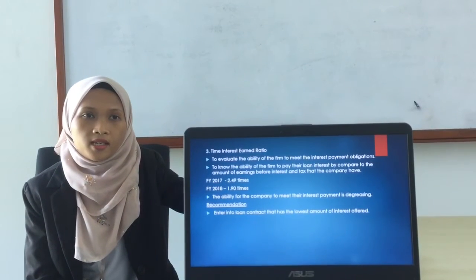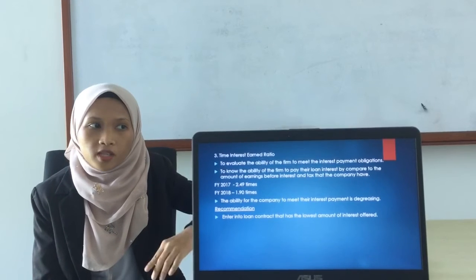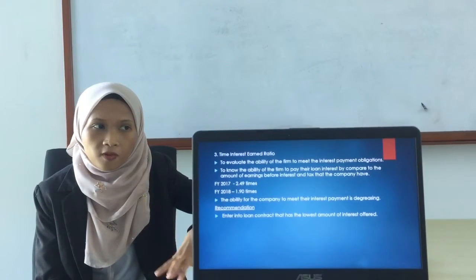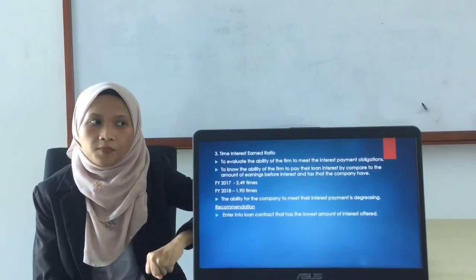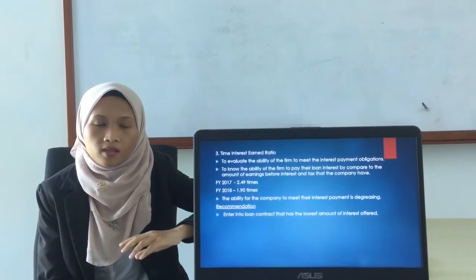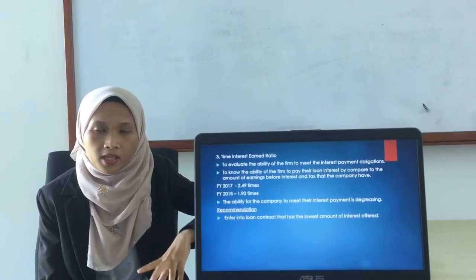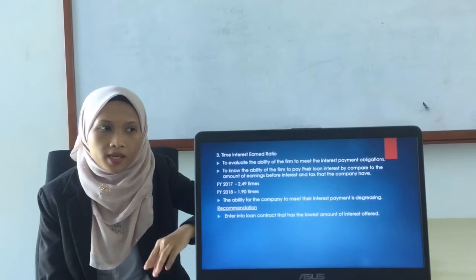Okay, lastly, the leverage ratio is the times interest earned ratio. The times interest earned ratio is used to evaluate the ability of the firm to meet or satisfy their interest payment obligation. It measures whether the company is able to pay their interest obligation by looking at their earnings before interest and tax.